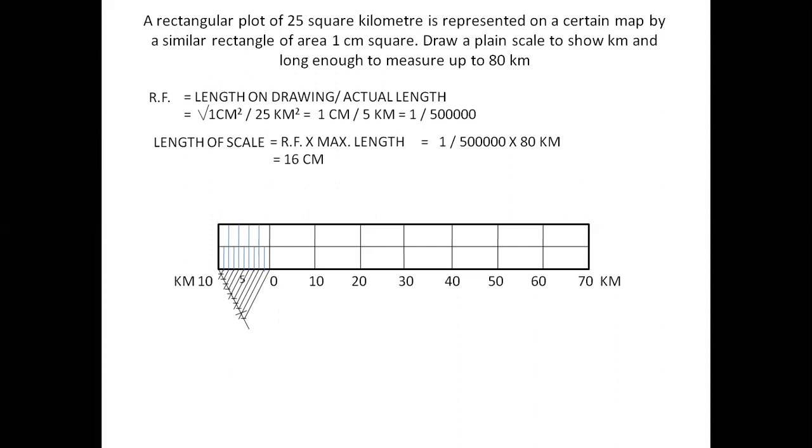Now at last we draw or we write RF just below at the center of the scale. This is the complete construction of plane scale.